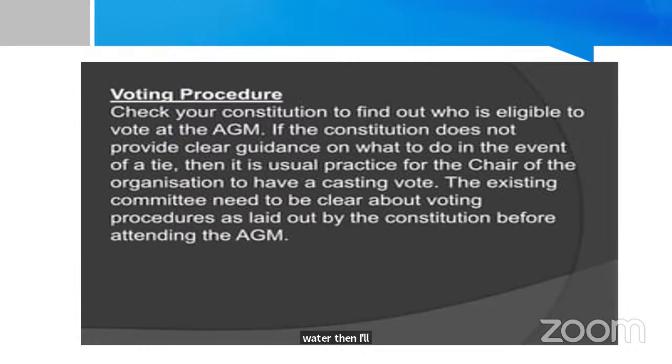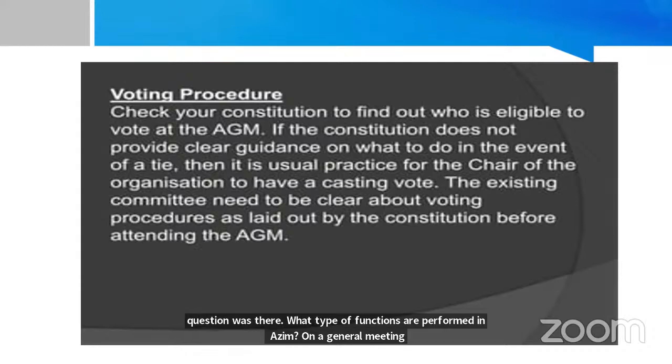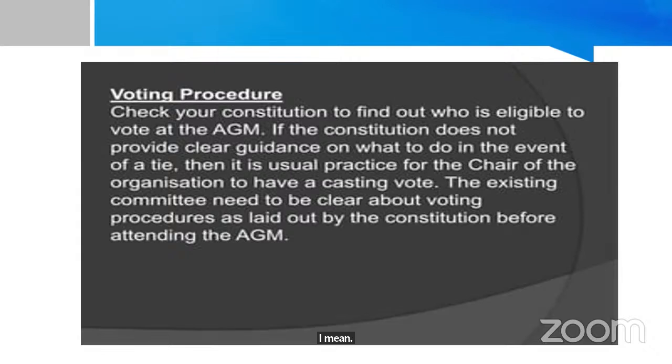Ma'am, one question is there. What type of functions are performed in annual general meeting? So we have to write this general ordinary business and special business in this part or what? Can you please speak again? I could not hear you. Yeah, actually one question was there. What type of functions are performed in AGM, annual general meeting? In that part, we have to write the ordinary business, special business, what are the functions like this or anything else? Yes.